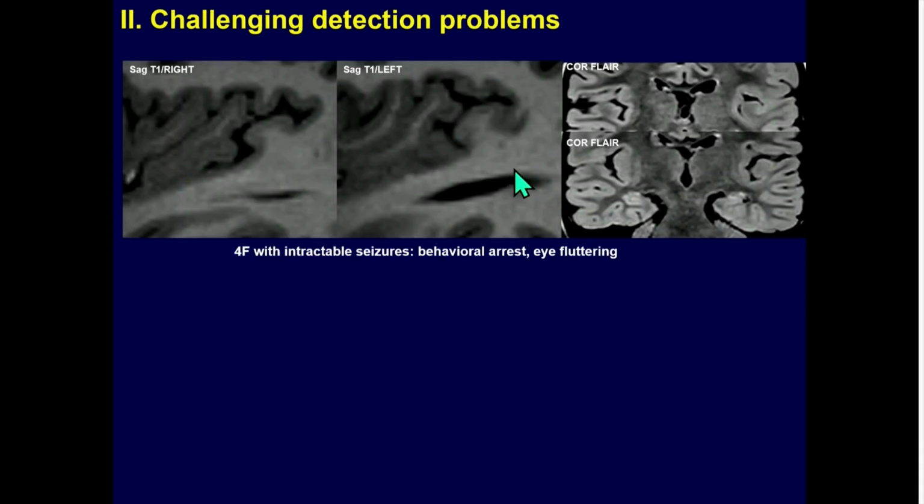Where things get hard is when you have something that's non-obvious. That's illustrated by the next two cases, where you have a patient with intractable seizures manifesting as behavioral arrest. If you don't have any clinical information, some of you may clue into something, but a lot of people wouldn't, and that's quite okay because this is a subtle finding.